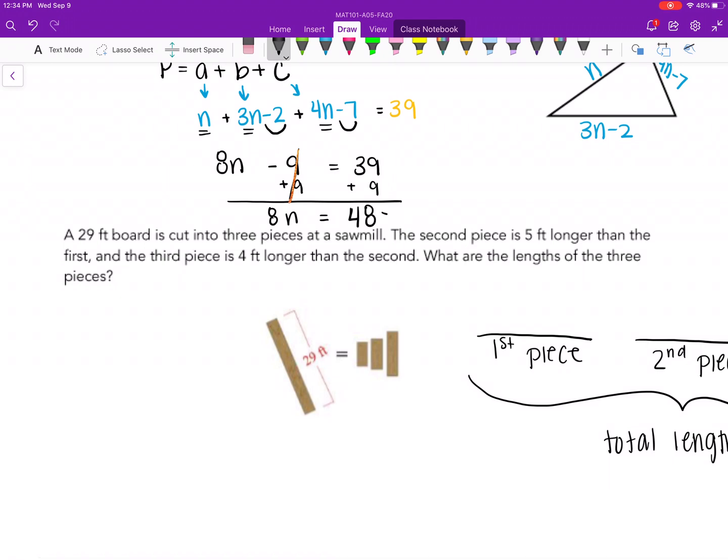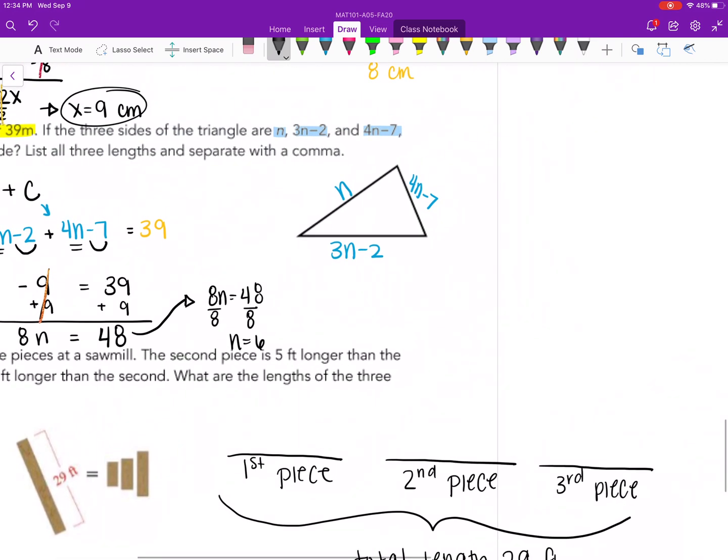Now, sorry, let me finish solving this. Divide by 8, and so I'm going to get n equals 6. Now, yes, that is the correct answer, n equals 6, but I want to know the length of all three sides. So I'm going to go back to my triangle.